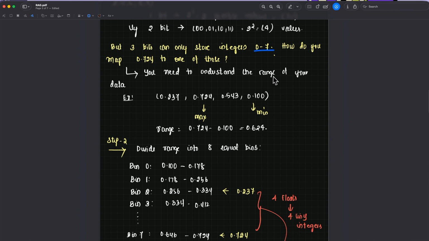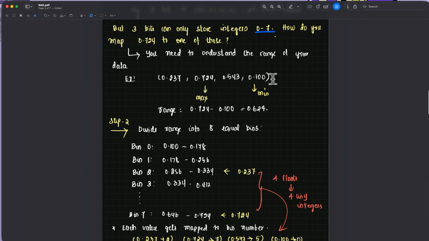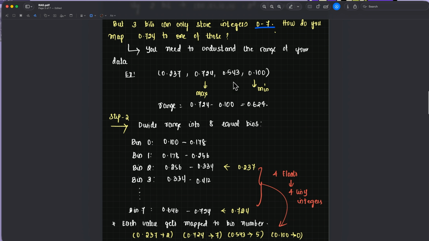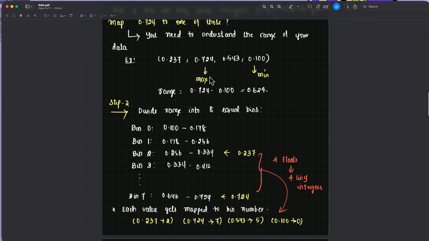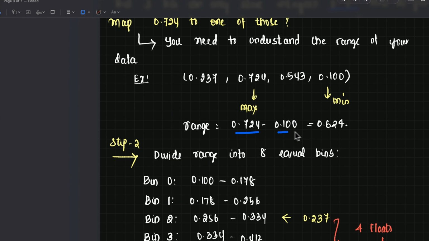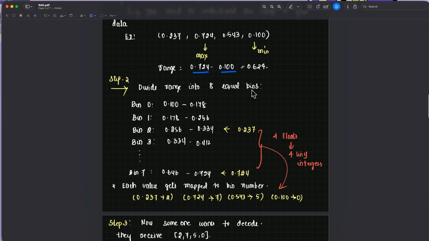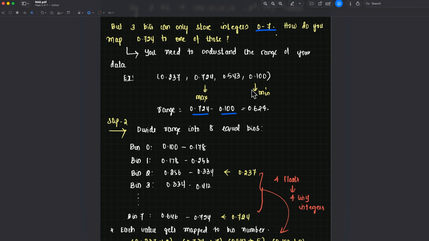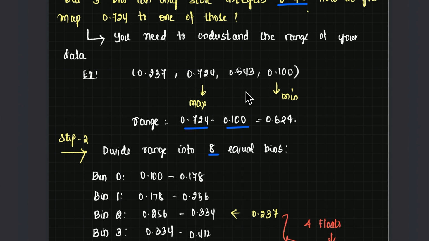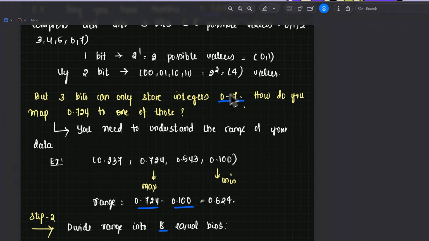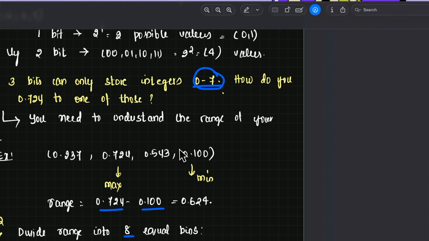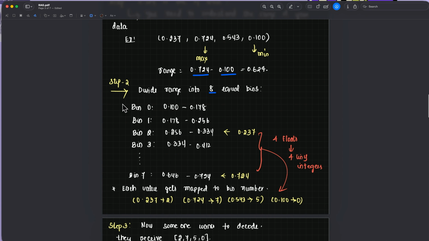For this to happen, you first need to understand the range of your vector. So this is our vector, right? 0.237, 0.724, 0.453 and 0.100. You need to find the range. Range is nothing but the difference between the min and the max. The minimum is 0.100 and the max is 0.724. So this is our range. Now you have to divide this range into 8 equal bins. Why exactly 8? Because when you say 3 bits, you can only store integers between 0 and 7. So you divide it into 8 equal bins, and this is how the intervals would look.